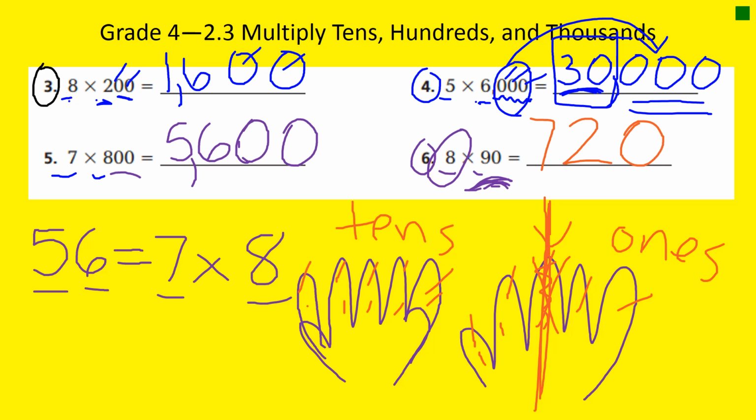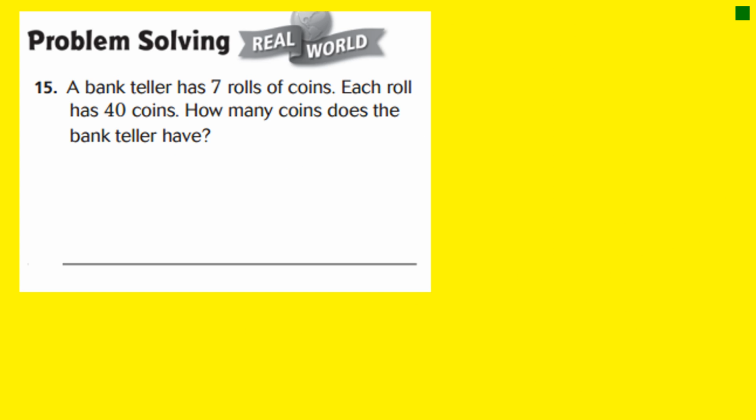All right, next page. I jumped all the way down to problem solving because all the others on this page are basic facts, and then you have to make them 10 times bigger, 100 times bigger, or 1,000 times bigger. So popping down to problem solving, number 15. A bank teller has 7 rolls of coins. Each roll has 40 coins. How many coins does the bank teller have?